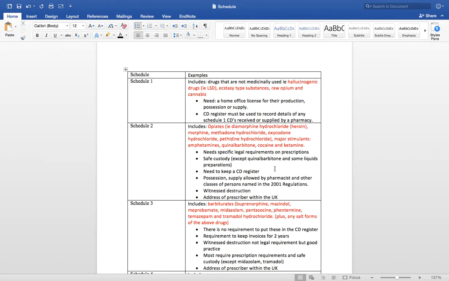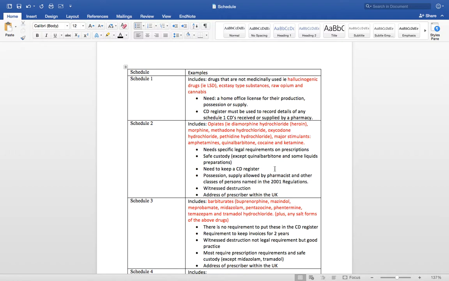A pharmacist and other people under the 2001 Regulations are allowed to possess and supply Schedule 2 drugs. There needs to be witness destruction, so it's not enough for the pharmacist to just destroy the controlled drug. There also needs to be a witness to view this. And also only prescribers within the UK can prescribe Schedule 2 drugs. Any prescriptions from the EU for Schedule 2 drugs are not allowed to be dispensed by law.